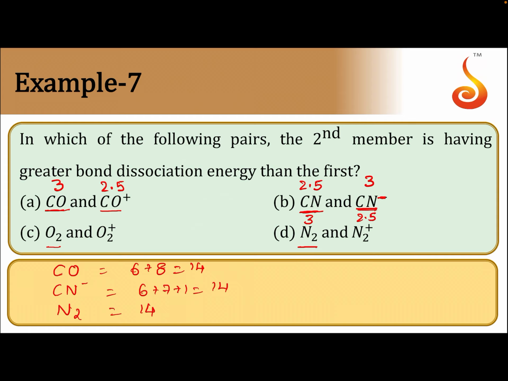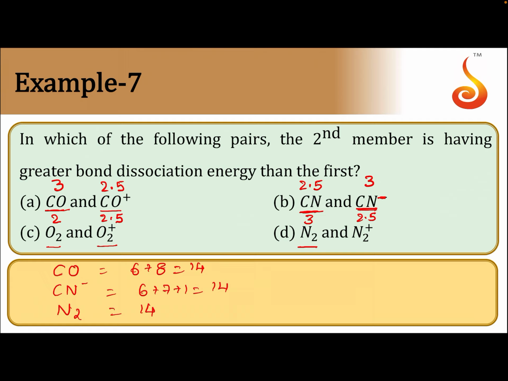Whereas in case of oxygen, the last electrons are in anti-bonding molecular orbitals, and we know bond order is 2. When you remove an electron from anti-bonding molecular orbital, bond order increases. Okay, this is the bond order for all the species given.